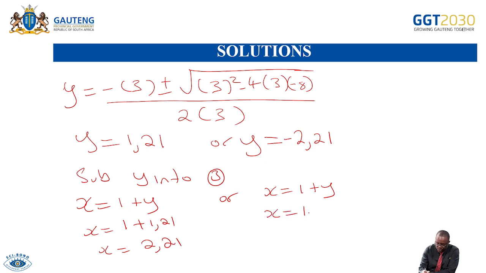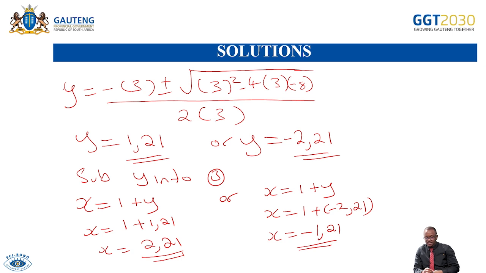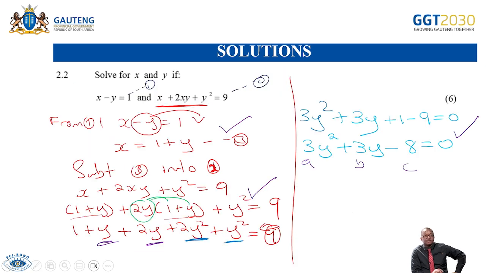Then if we substitute your y as 1 plus 2y, x is going to be 2,21. Then if we substitute negative 2,21, then the answer here is going to be negative 1,21. So that's how we solve for your x and y simultaneously. Correct? It's as easy as A, B, and C.